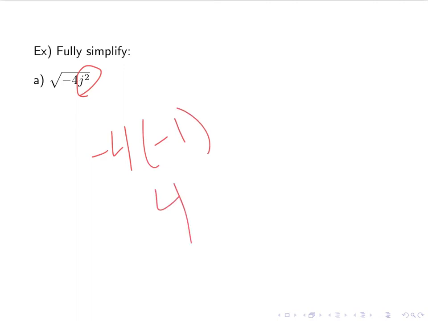So let's do some more examples of fully simplifying. So the square root of negative 4j squared. What I want to do here is simplify what's inside the square root, so negative 4j squared. j squared is negative 1. So we'll have negative 4 times negative 1. That's just 4. So we end up with the square root of 4, which is 2.